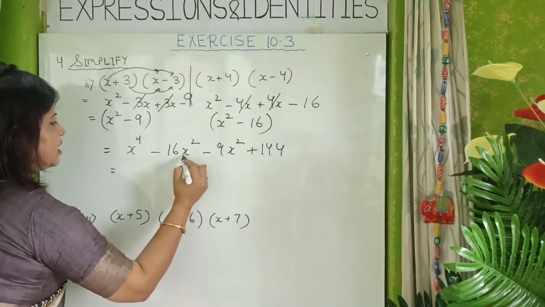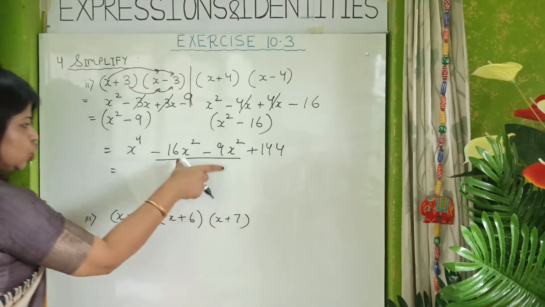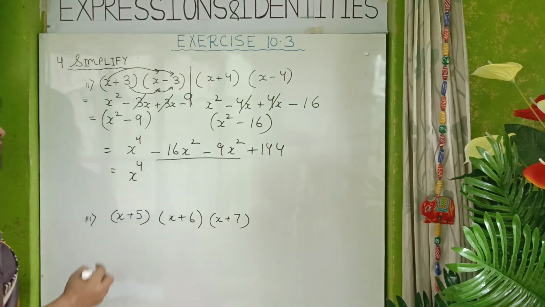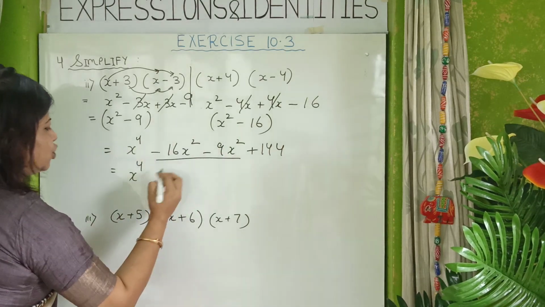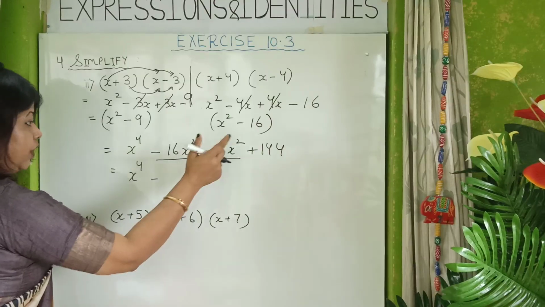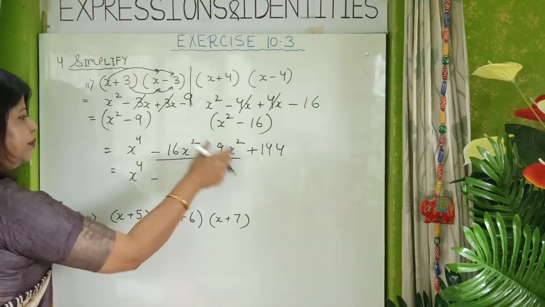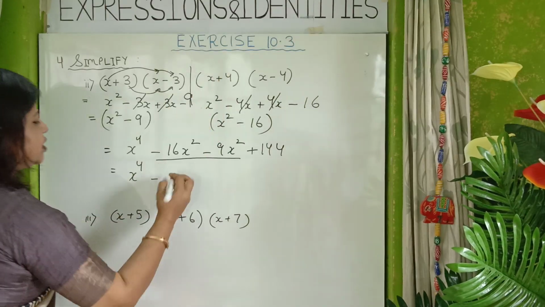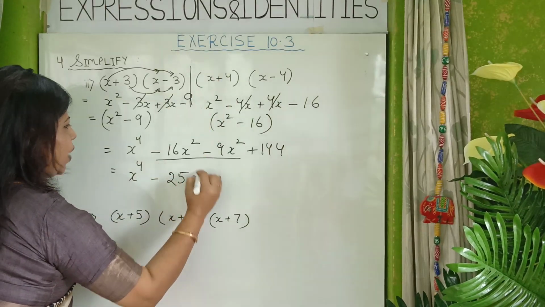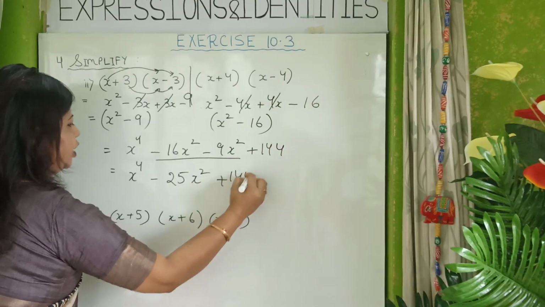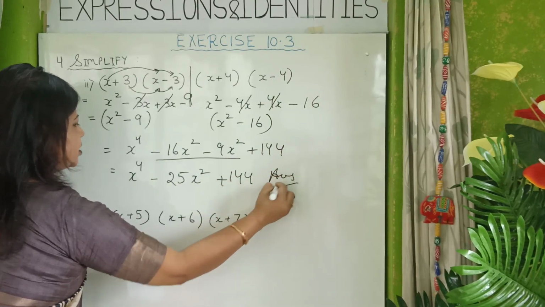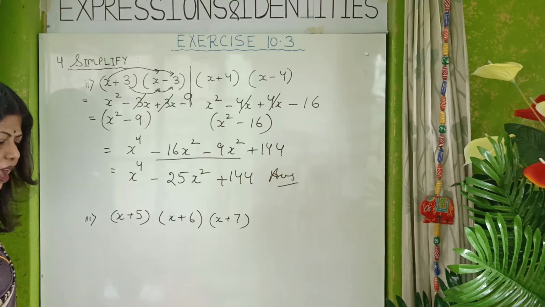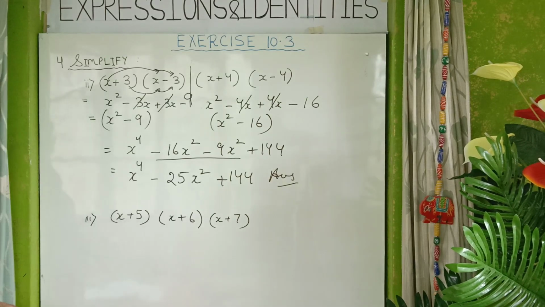Now your answer. Here you see both the literals are same. x square and x square. So you need to solve this. So my answer is x to the power 4. Now minus 16 minus 9. So sign will be in minus. What we have to do? We have to add up. 16 plus 9 how much? 16 plus 10, 26. So plus 9 will be 25x square and plus 144. So that's the answer. x to the power 4 minus 25x square plus 144.